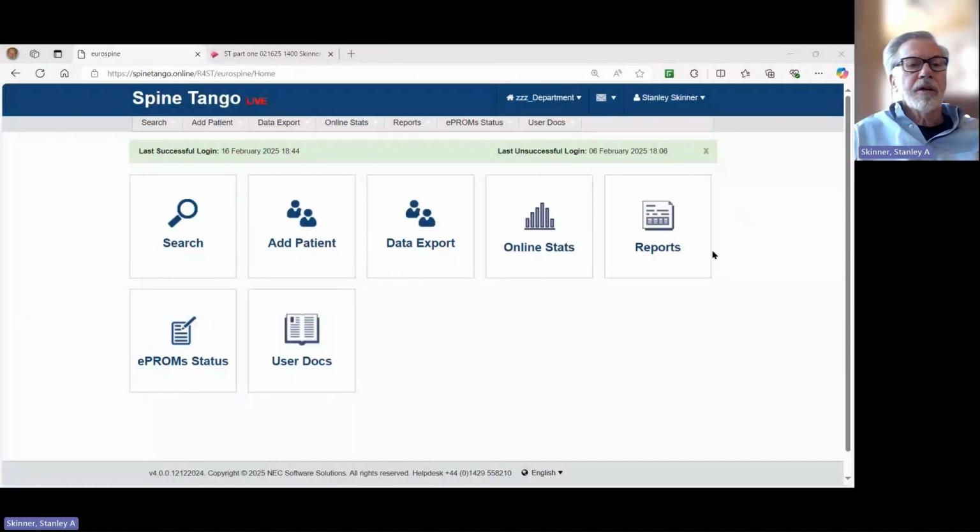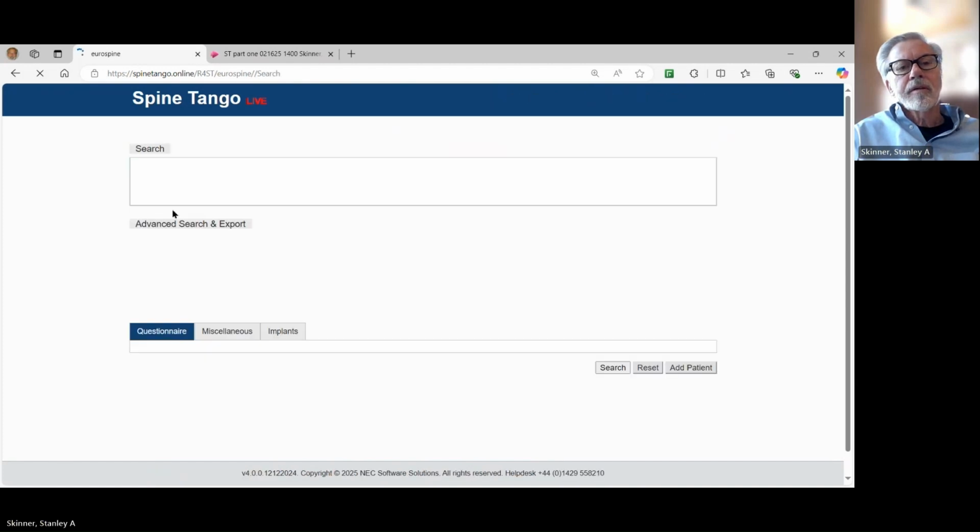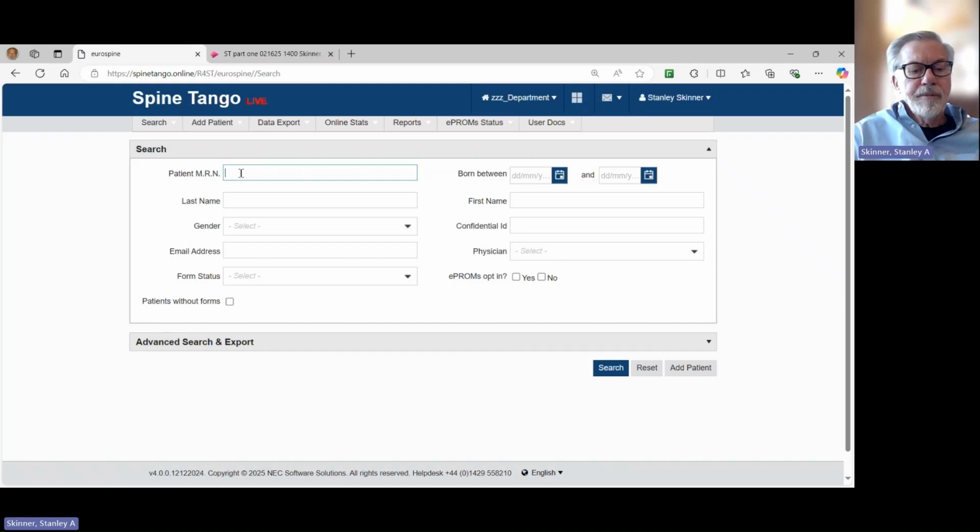Now let's move on to the website itself for EUROSPINE. And let's say we've entered our credentials and we want to search for the medical record number of the patient we're monitoring. So we'll hit search, select search, and enter the medical record number of our test patient, which is 789321. Search.